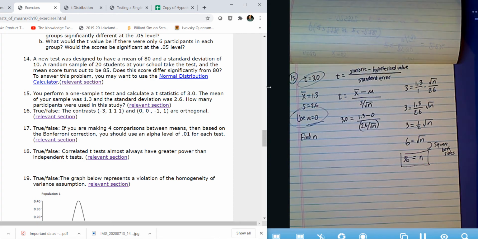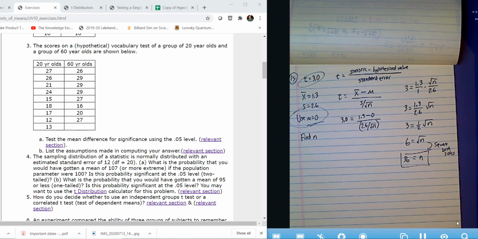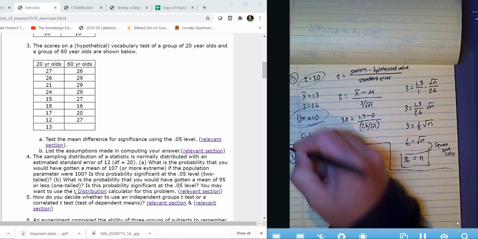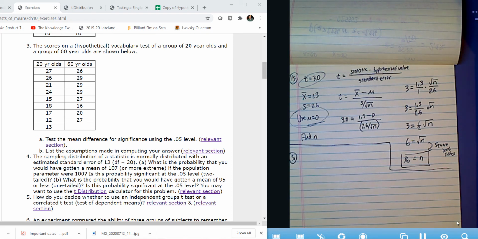And you may be wondering, why do we use mu equals 0? And I am about to go back to problem 3 to show you another example where using mu equals 0 makes perfect sense. Okay, we're going to go back to problem 3, as you can see on the left. And they give you a chart of vocabulary tests for 20-year-olds and 60-year-olds. And the question says we're supposed to test the mean difference for significance using the 0.05 level. And they give me a link to the relevant section. And then we're supposed to list some assumptions made. I'll let you look those up yourself.